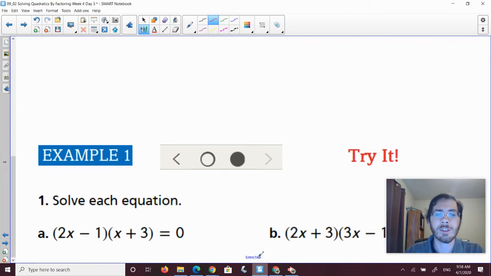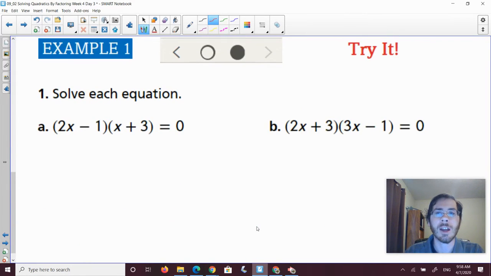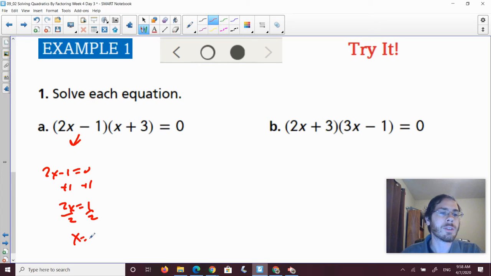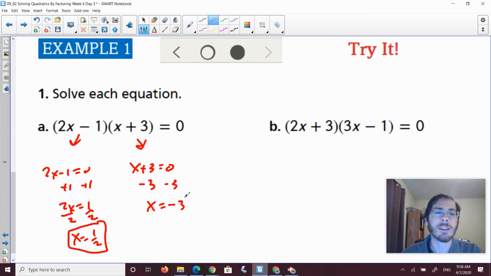So down here we got the triads. Feel free to try them out. But we want to solve them using the zero product property. So over here, 2x minus 1 equals 0. So x equals 1/2, or 0.5 if you did it with the decimals. Over here, well, that one looks a little bit more friendly. We get x equals -3. So it's okay to get negatives.